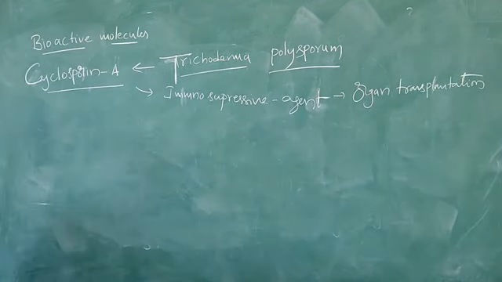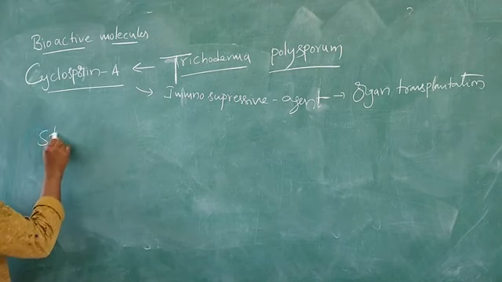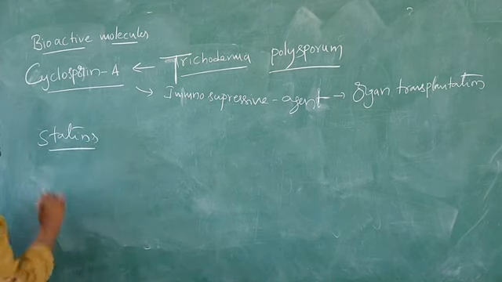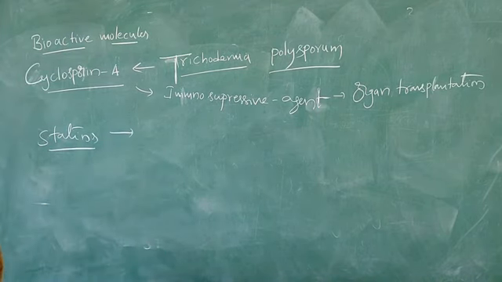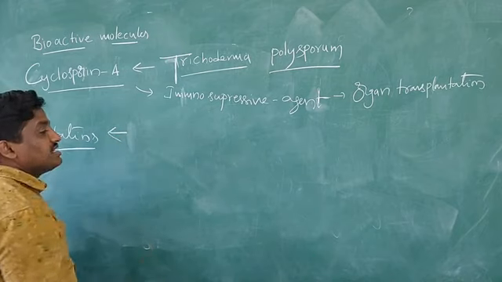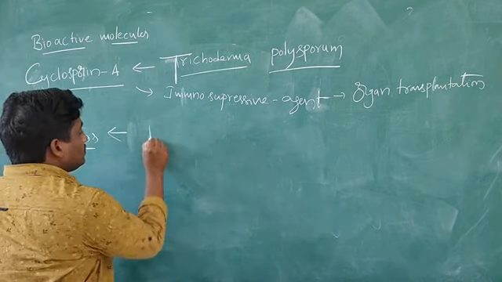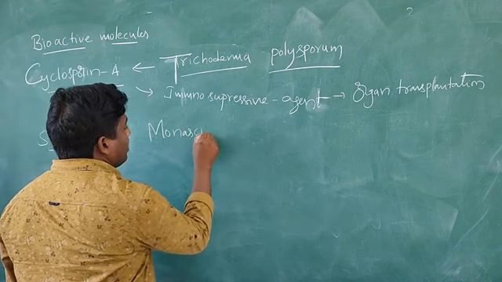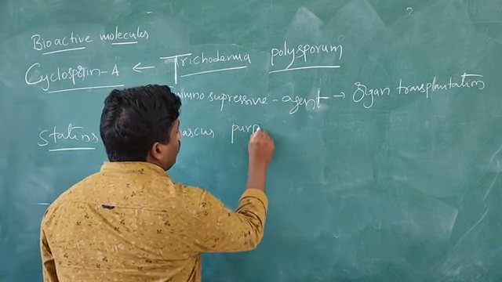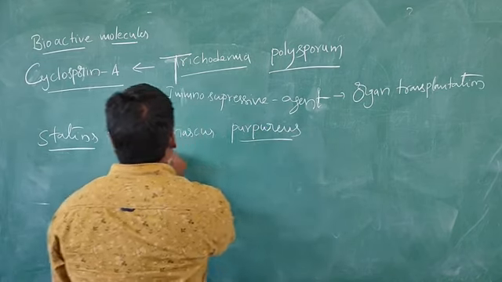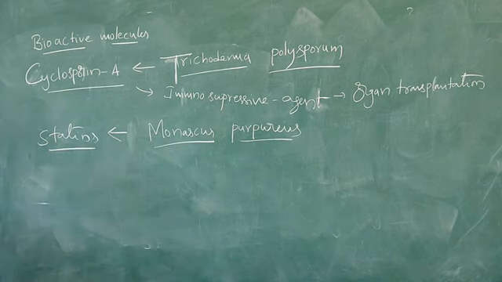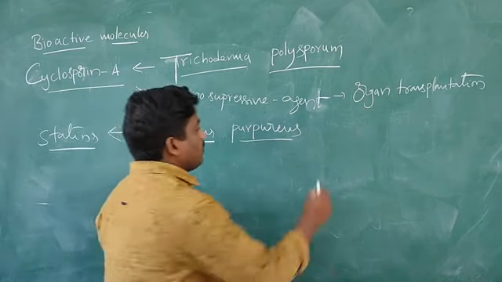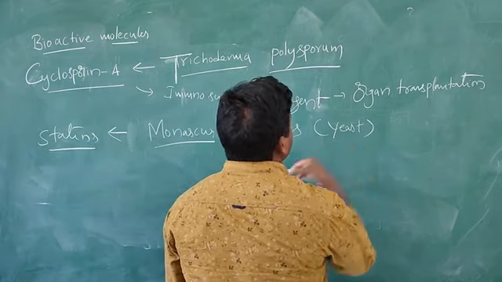Next, the second bioactive molecule is the statins. The statins mainly come from the organism Monascus purpureus. Monascus purpureus is a yeast organism.